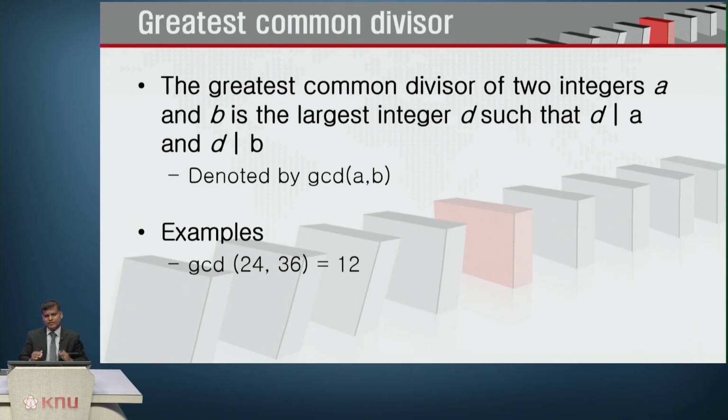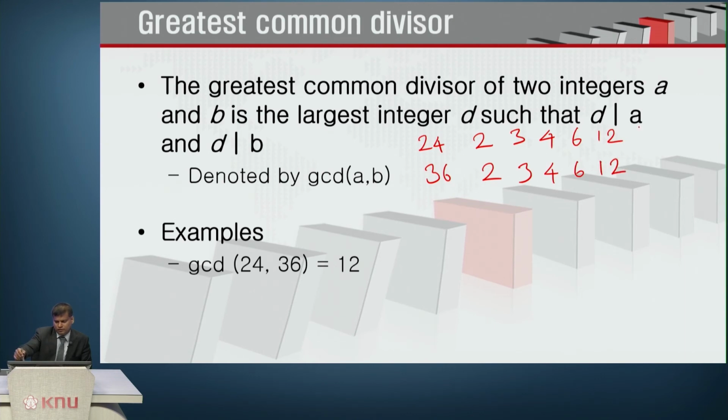So how do we find it? GCD is the greatest common divisor of two integers. Our two integers here are 24 and 36. The common divisors that 24 and 36 have are 2, 3, 4, of course 6 as well, and 12. So we want to see which is the greatest common divisor for these two integers. As you can see, 2, 3, 4, 6 are common divisors, but they are not the greatest. 12 is the greatest. So that's why in this example we have 12.